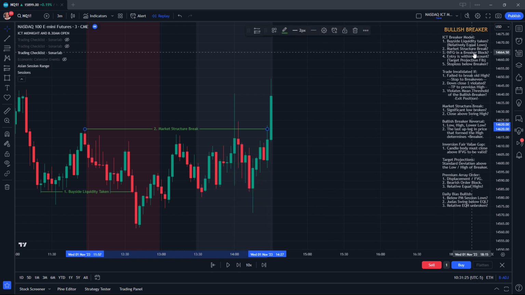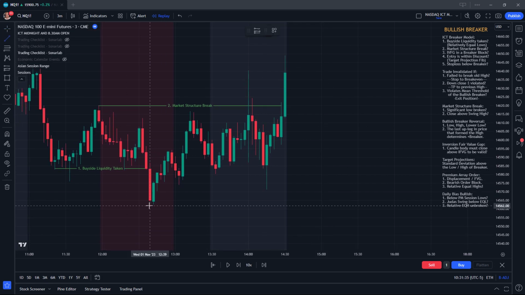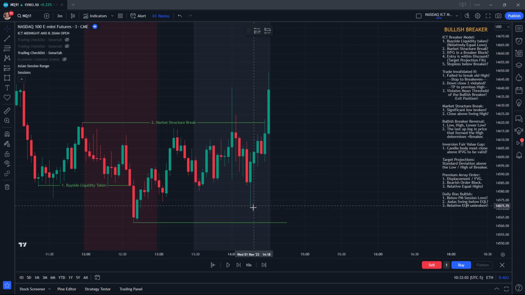Next, we need to identify the breaker block, which is what this whole strategy is based around. So we need a low, a high, and then a lower low. Now, when we say a lower low, we're not going to be looking for a low that comes beneath here, because this was the sweep on liquidity. If price came down here to take out all the stops and created that low, the idea is, well, price isn't going to go down there again. It's already collected the liquidity, so we can just say we want a low that's lower than here.